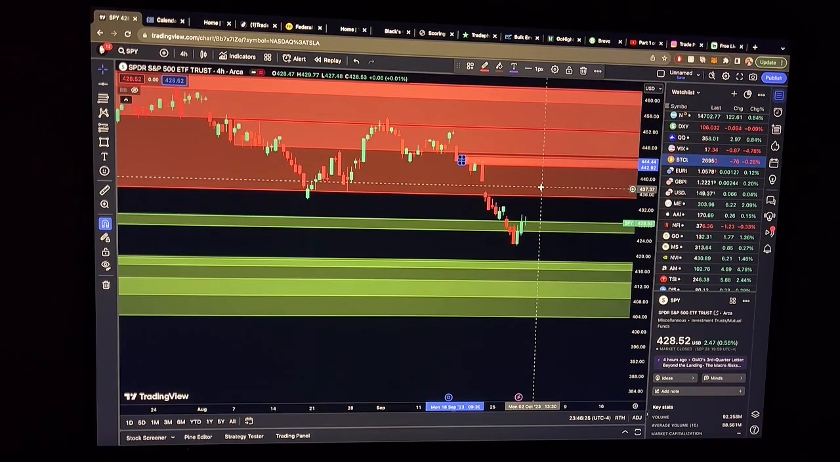It's not ICT or SMC. I actually worked in an investment firm. I've never learned from any of these random retail traders that pretend to trade.